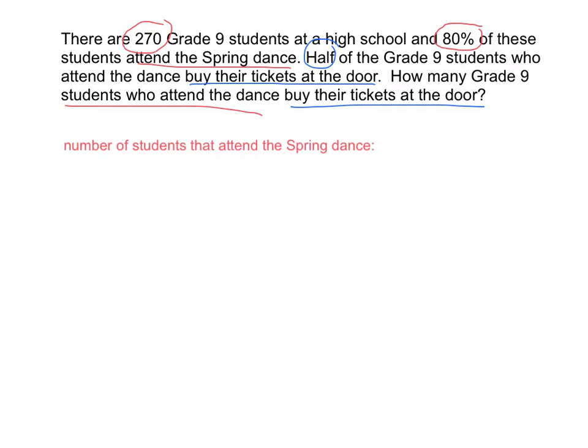So we're going to start by finding out the number of students that attend the dance. Well, we know that 80% of all the grade 9s attend the dance, and there are 270 grade 9 students in this high school. Now remember, I told you we're going to be using one method to solve this. We're going to set this up as a proportion. A proportion is a number sentence that shows two equivalent ratios.